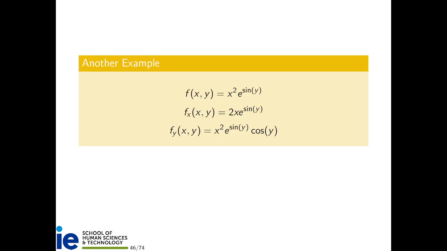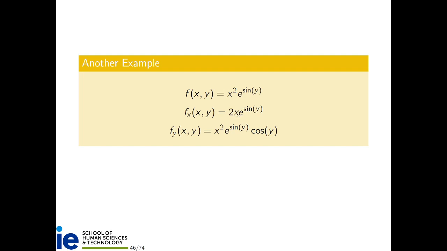Let's look at another example. Here I have a function of two variables, x and y, and the function is x squared e to the sine of y. Suppose that I take the derivative with respect to x. Now, e to the sine of y is considered constant. So this is a constant that multiplies x squared, so I know that the derivative is equal to the constant times the derivative of x squared. So it's e to the sine of y times 2x.